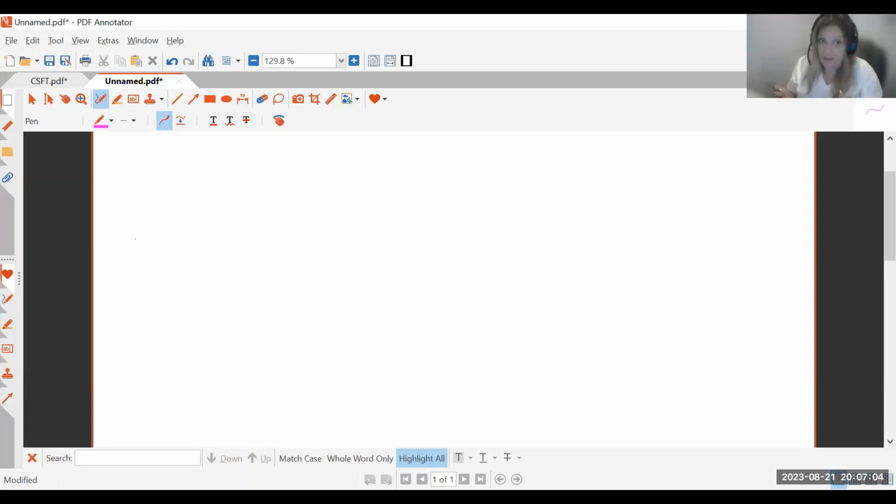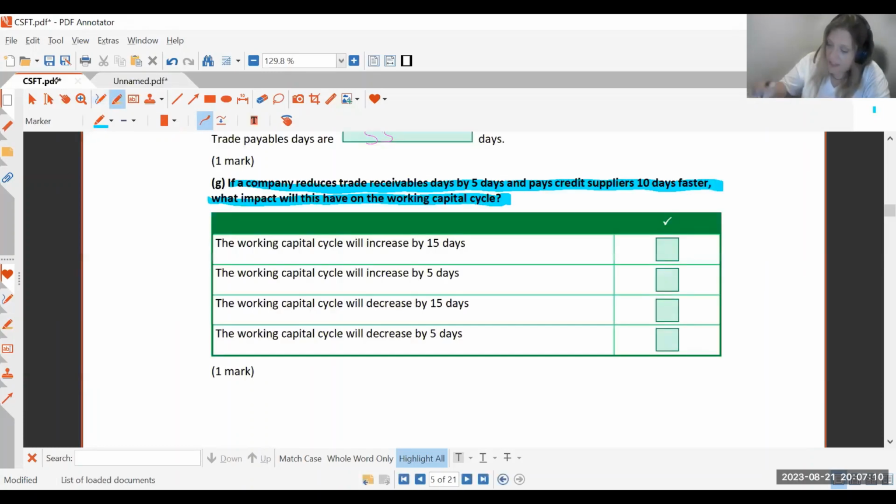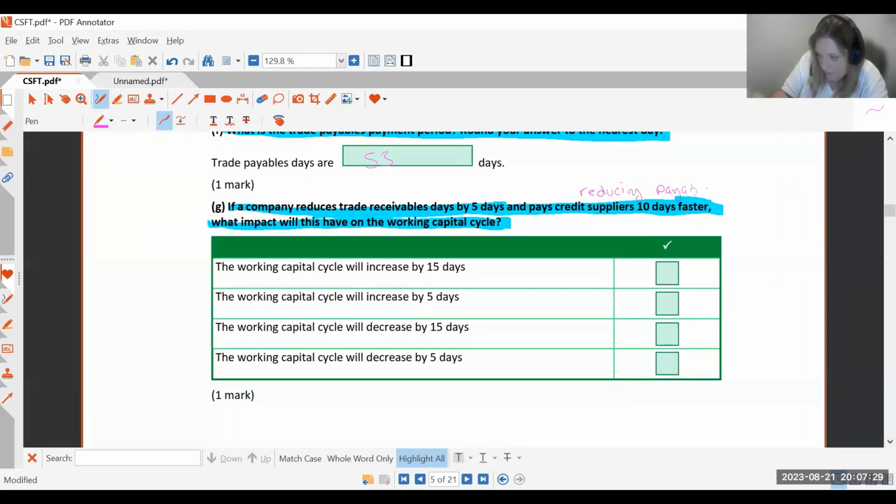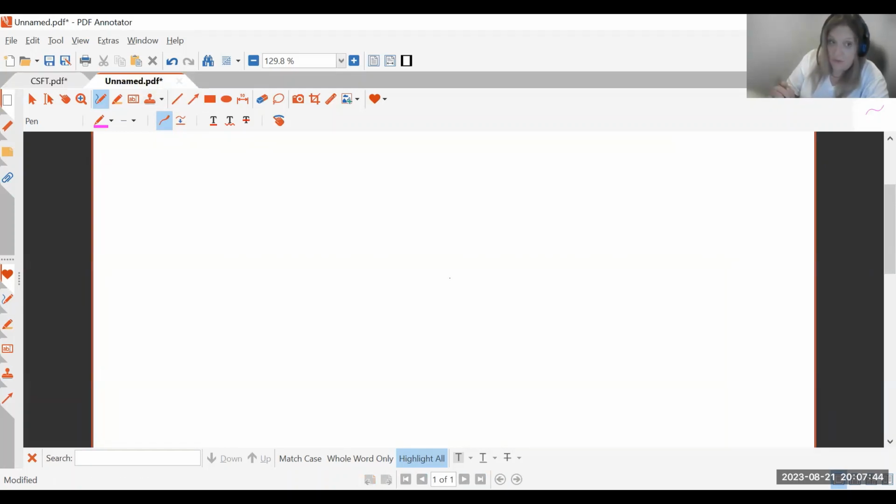So we know our working capital cycle and we've been given the information. Let's go back to the question a second. All we're told is that they're reducing their trade receivables days by 5 days and paying their credit suppliers 10 days faster. So that means they are reducing their payables days, but they're not actually giving us any figures, are they? All they want to know is, is it going to be increasing or decreasing our working capital cycle? So if you're not 100% confident in how to do this, plug some numbers in. We just make some numbers up.